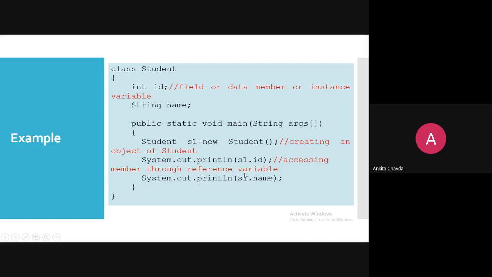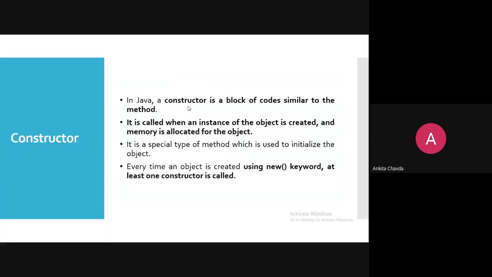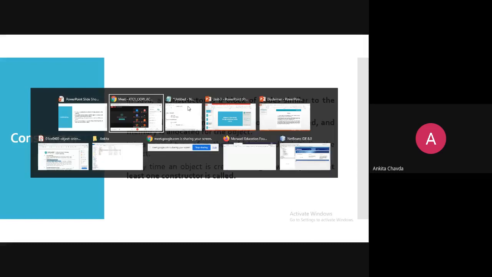I'm directly accessing in system.out.println s1.id, s1.name, right? But I haven't initialized it yet. So for that, either I can include a method or I can include the constructor. Okay, so one by one, step by step, we will learn everything. Okay, so another example that I would like to show you.